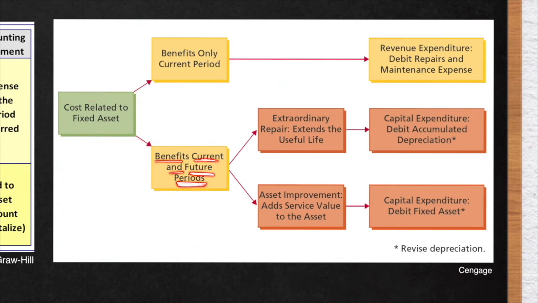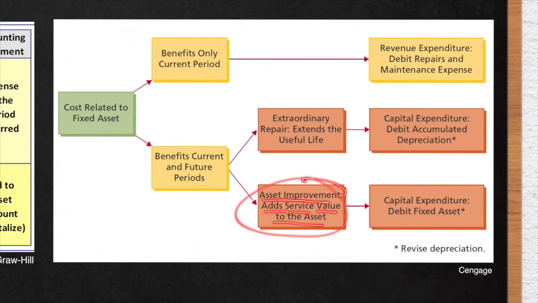In contrast, it benefits the current and future periods. So if you do something to the asset and it benefits it for the current and future period, then it might be two things. One is considered extraordinary repair, where it extends the useful life of the asset. Then that's considered a capital expenditure, and you want to debit accumulated depreciation.